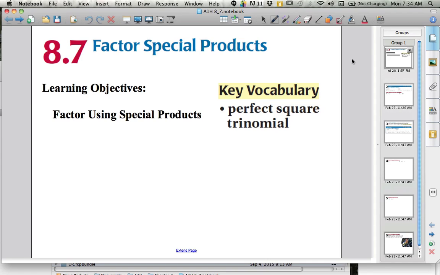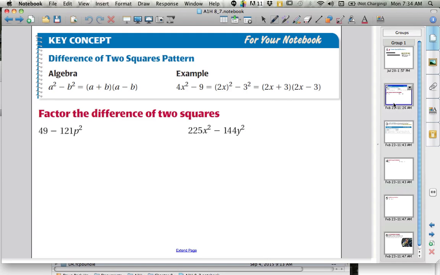In section 8.7, we're going to be working with special factoring patterns, and we want to do that so that we can factor using those special patterns. Earlier in this chapter, we learned how to multiply using those special patterns, and the key vocabulary here is: what is a perfect square trinomial? So let's talk about that a little bit.